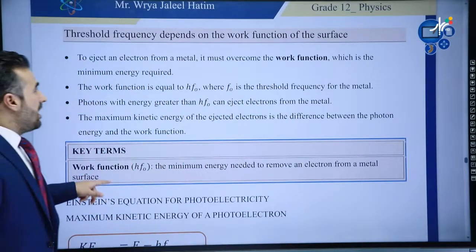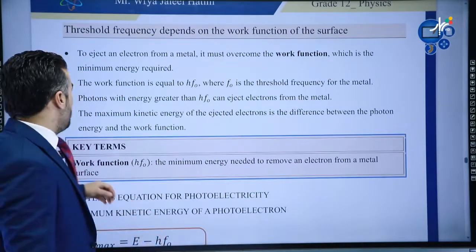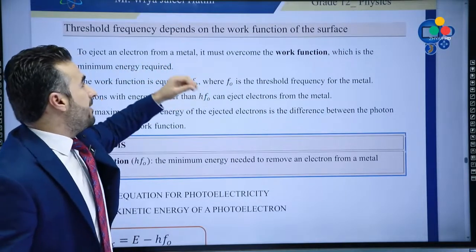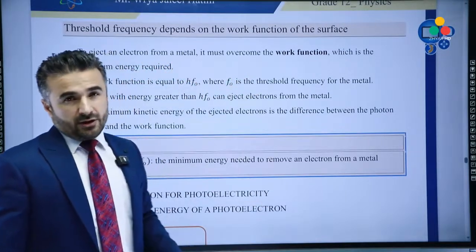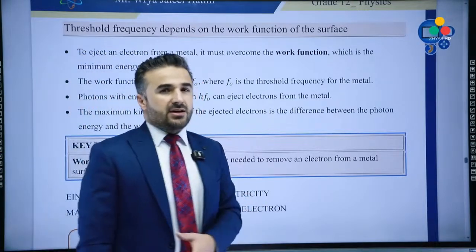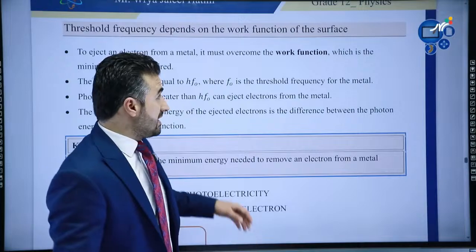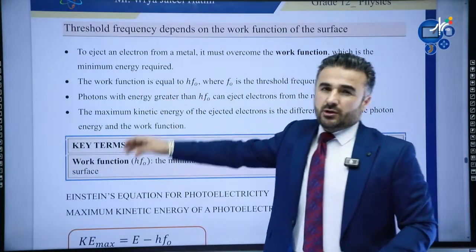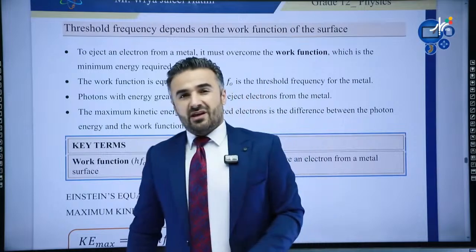So what is the work function? To eject an electron from a metal surface, it must overcome the work function. The work function is equal to Planck's constant times the threshold frequency, and it is the minimum energy required for electrons to be extracted.